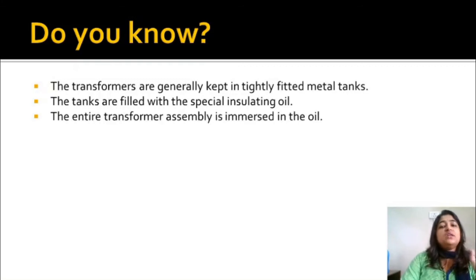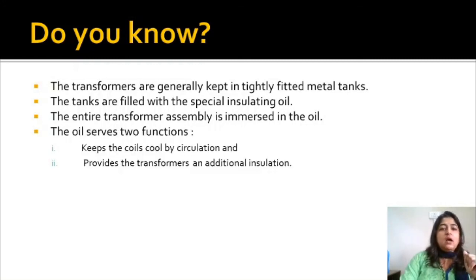The transformers are generally immersed in insulating oil. The tanks are generally filled with the oil, and the transformers are kept inside that oil. Now why is it immersed? Because the oil performs two functions here. One, the oil actually cools the transformer. It keeps the coil and the core of the transformer cool, because temperature doesn't rise very quickly as far as oil is concerned, and that is why oil is used to maintain the cooling atmosphere around the transformer. And also it provides additional insulation.